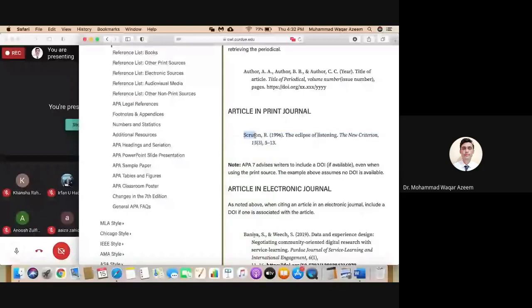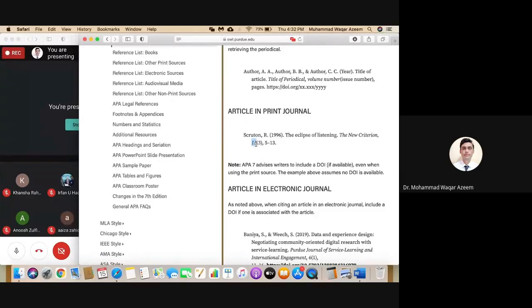The name of the author, the year of the publication in parenthesis, a period, the title of the article without italics, just the first letter uppercase, a period after that, then title of the journal in italics, all first letters uppercase, then a comma after that, and then 15.